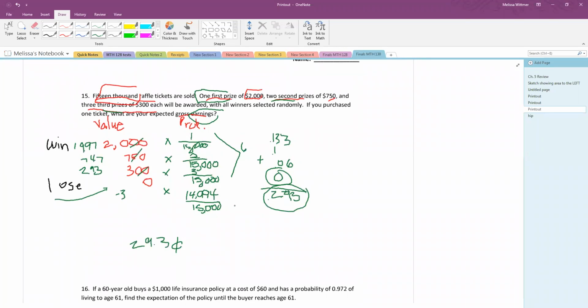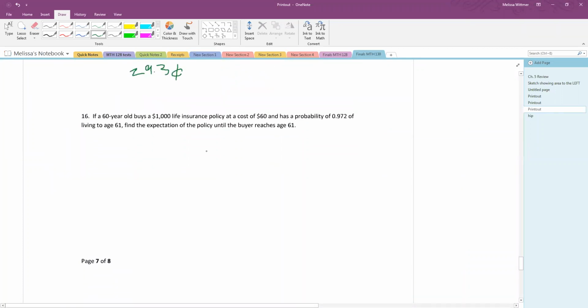I'm going to do 16 next because it's a good look at an application of these expected value questions with insurance policies. That's a game of chance as well. Are you going to pay the money out for a policy, and what's the expected value for the company? They don't want to lose money on these policies. So a 60-year-old buys a $1,000 life insurance policy at a cost, so we do have a cost of $60, and this person has a probability of 0.972, so 97.2% chance of living. So they're probably going to live that year. Find the expectation of the policy for that year.